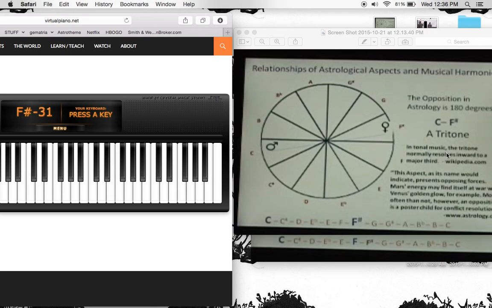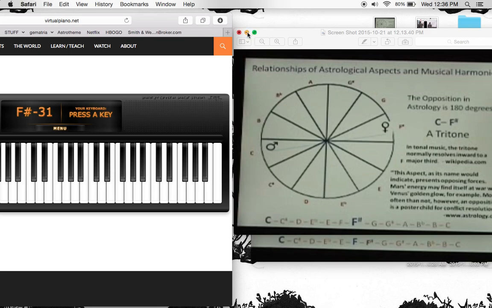And Wikipedia says, in tonal music, the tritone is normally resolved inward to a major third. Oh wait, no, I was wrong. But anyway, let's just keep reading. In astrology, the opposition indicates opposing forces. Mars's energy may find itself at war with Venus's golden globe, for example. More often than not, however, an opposition is a poster child for conflict resolution. So in music, it's saying this chord normally resolves to the major third. So just like astrology, music is also telling it in your ear to resolve.